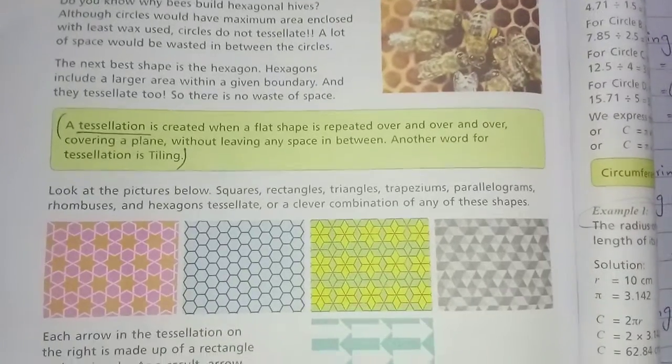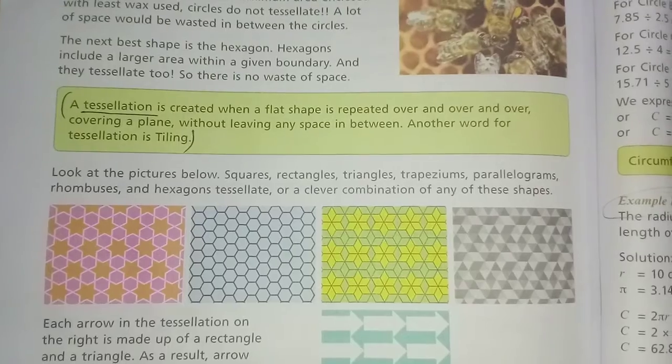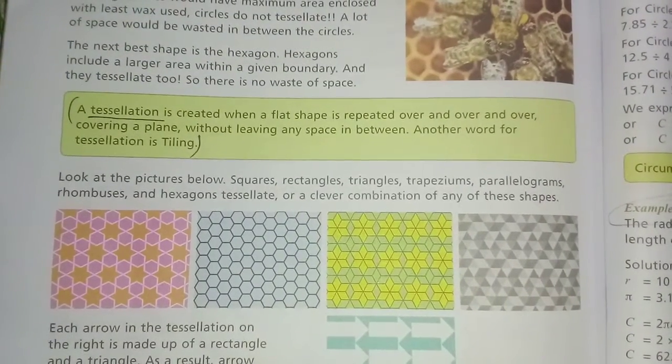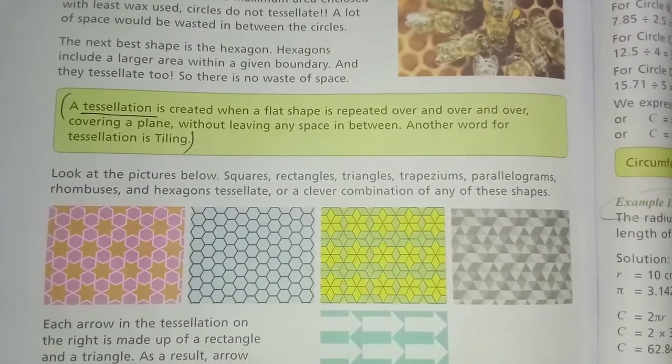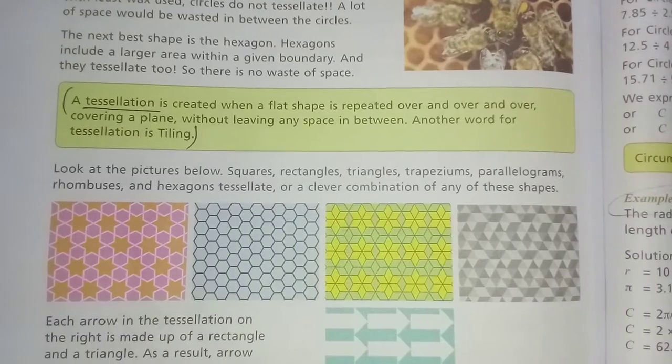Assalamu alaikum students, class 7 chapter number 17, and today we have to learn about what is tessellation. A tessellation is created when a flat shape is repeated over and over and over, covering a plane without leaving any space in between. Another word for tessellation is tiling.